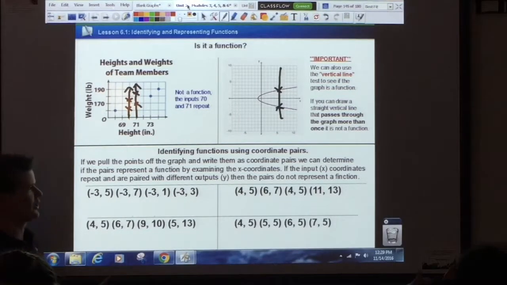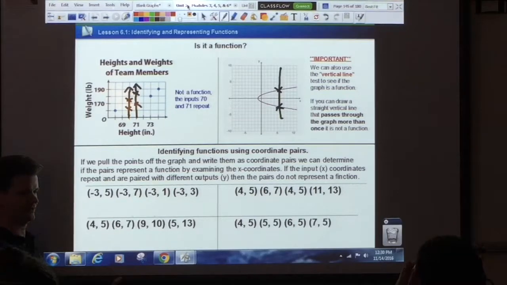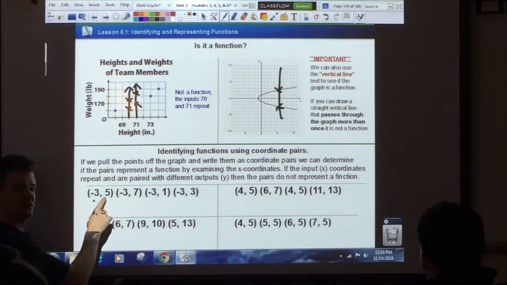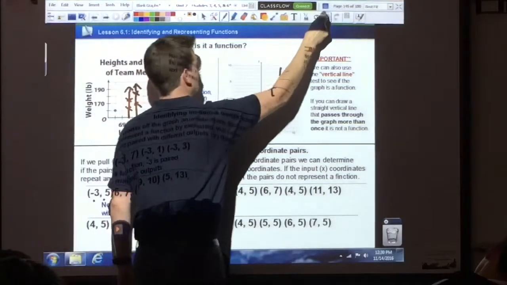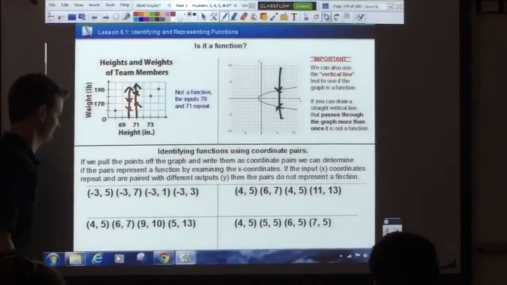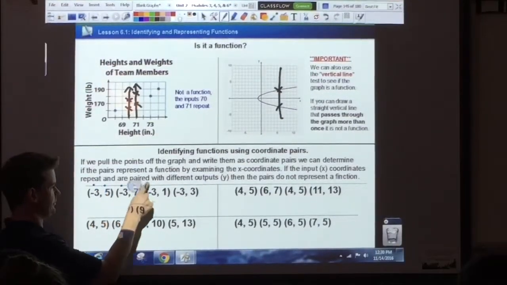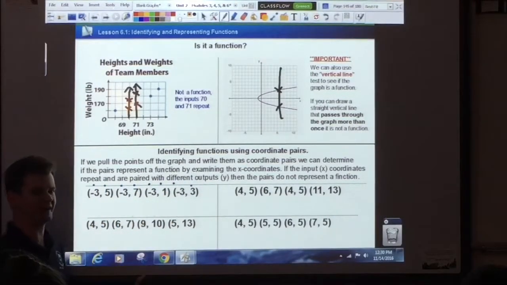Okay. So, we want to see if these coordinate pairs represent a function. Now, keep in mind, these are coordinate pairs. Input, output, input, output, input, output, input, output. So the way to identify it, it's the same thing as a table, it's just written as coordinate pairs.